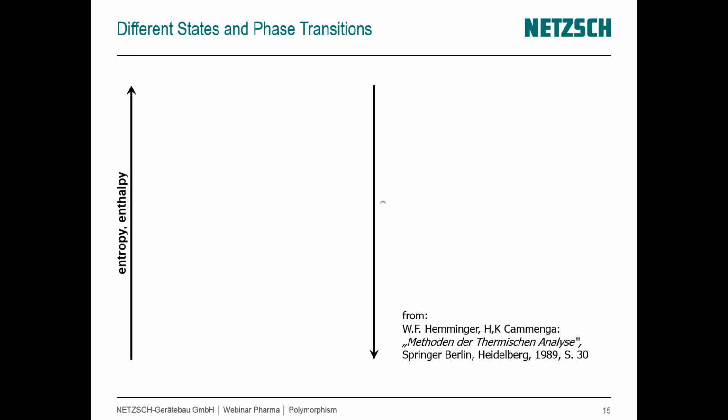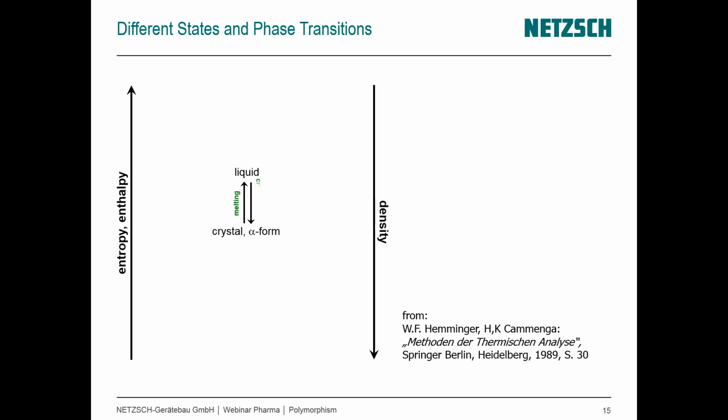So phases, amorphous, crystalline. Let's look at a brief overview of different states of material, different phase transitions, so that we're all on the same page. This is coming from a text from the 1980s, very commonly used in Germany, also translated into other languages. On the left-hand side, we've got entropy and enthalpy of our materials increasing as we go up. We have density of our material decreasing as we go down.